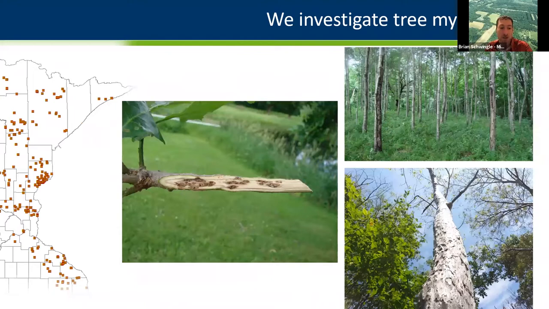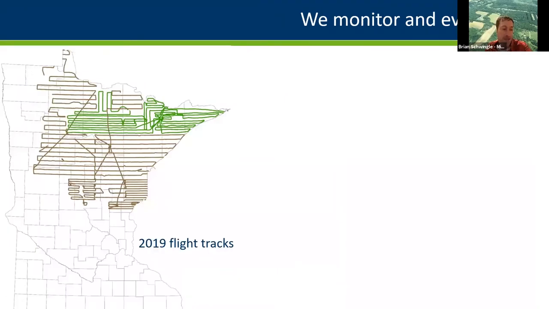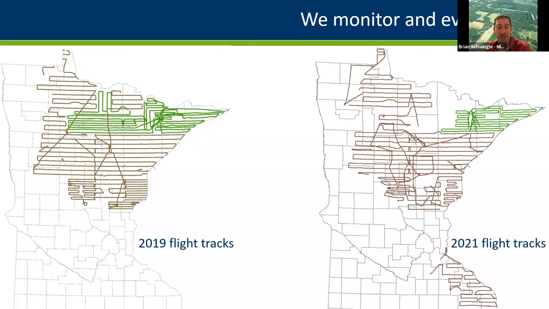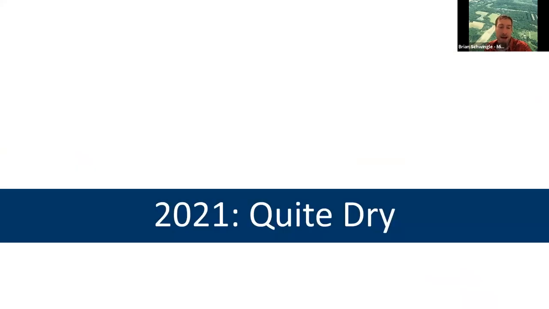We also get a big grant from the United States Forest Service to monitor and evaluate the forests in a very general way. We do that with aerial survey. There's nothing cheaper and faster than aerial survey to cover the entire state. So there's the 2018 flight tracks. The green is done by the US Forest Service. We do the brown. And then here's where we surveyed in 2021. Again, this is a very general course survey.